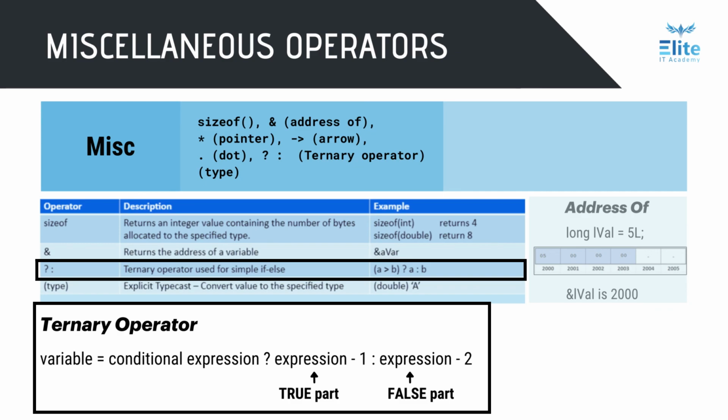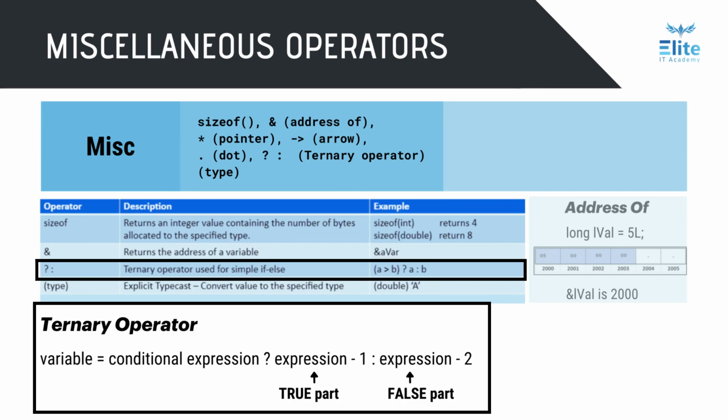The first operand is a conditional expression that evaluates to true or false. Following the conditional expression, the second and third operands are expressions that would return some known value. The colon character separates these two expressions.